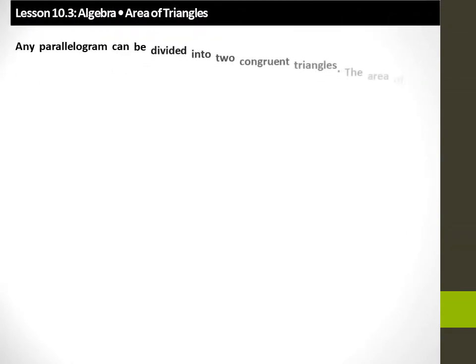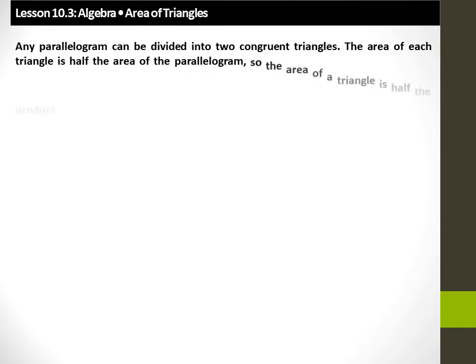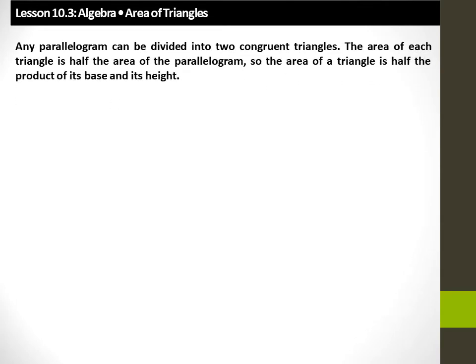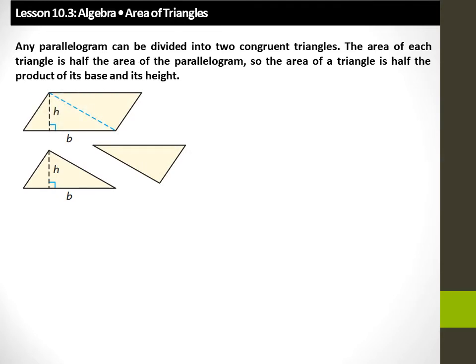Area of triangles. Any parallelogram can be divided into two congruent triangles. The area of each triangle is half the area of the parallelogram. So the area of a triangle is half the product of its base and its height. As you can see in this figure, a parallelogram can be divided into two equal triangles. Since the area of a parallelogram is the base times the height, the area of each triangle will be base times height over 2.